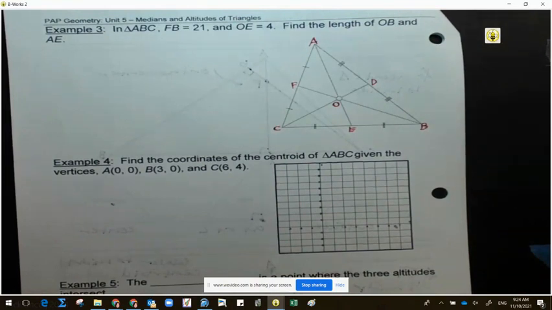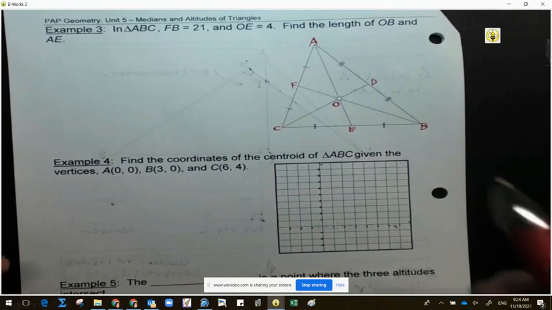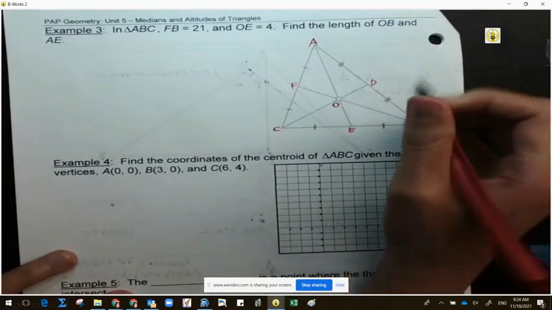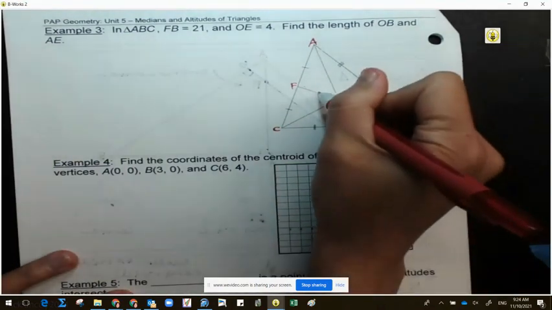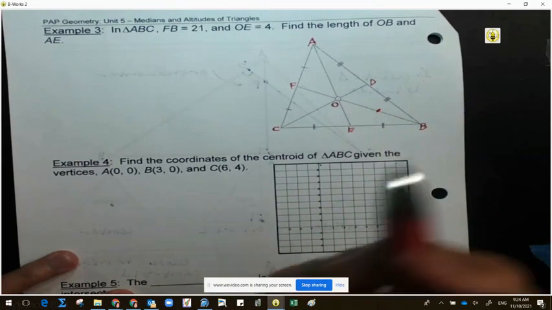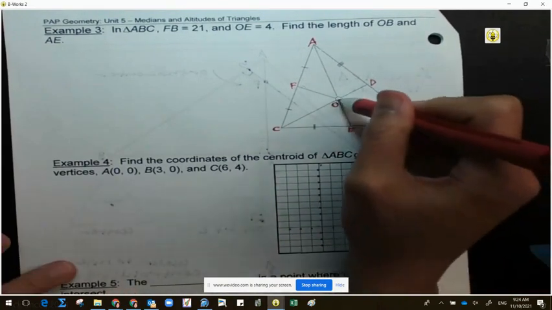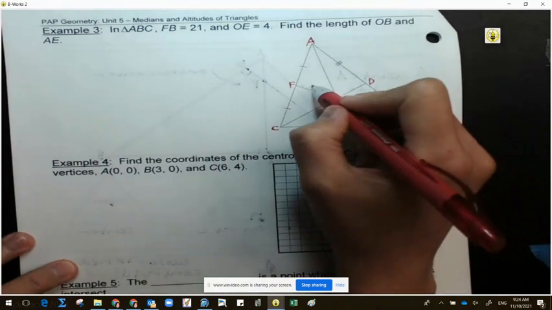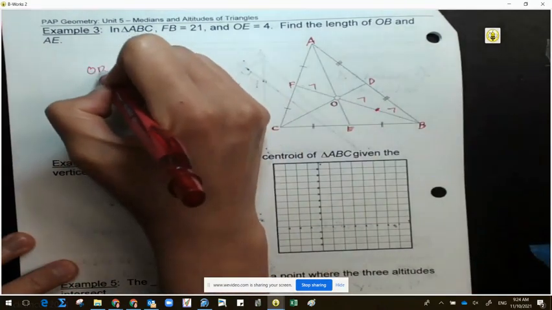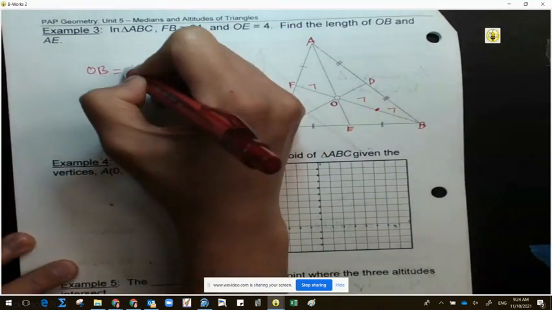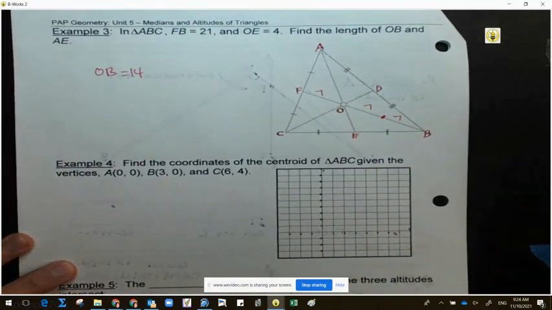And let's see the givens. FB is 21. So if I know F to B is 21, can I go ahead and split this right here? And I know these three are all congruent too. So what can I say about OB then? They're each 7, so therefore OB must be 14. Oh, and that's only if you know the given fact about the centroid.